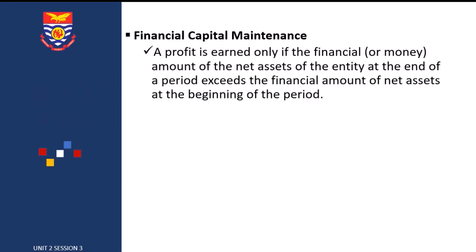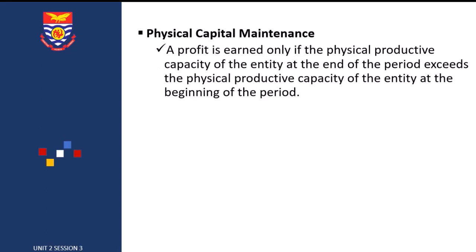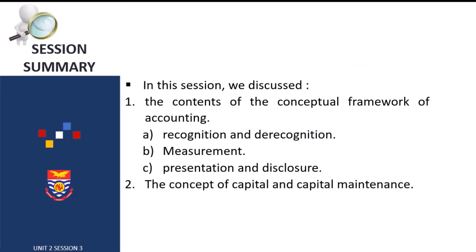Financial capital maintenance: profit is earned only if the financial or money amount of the net assets of the entity at the end of a period exceeds the financial amount of the net assets at the beginning of the period. Physical capital maintenance: a profit is earned only if the physical productive capacity of the entity at the end of the period exceeds the physical productive capacity of the entity at the beginning of the period.